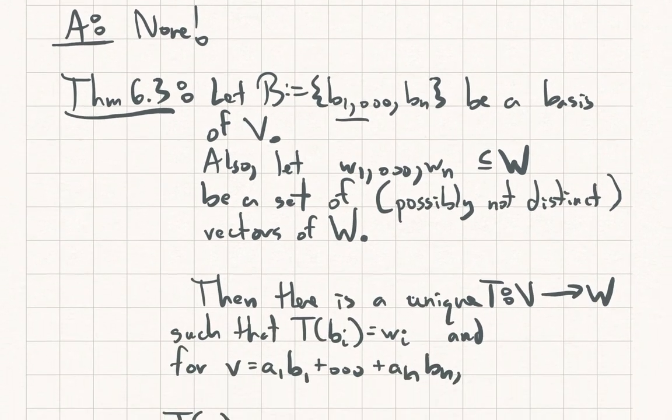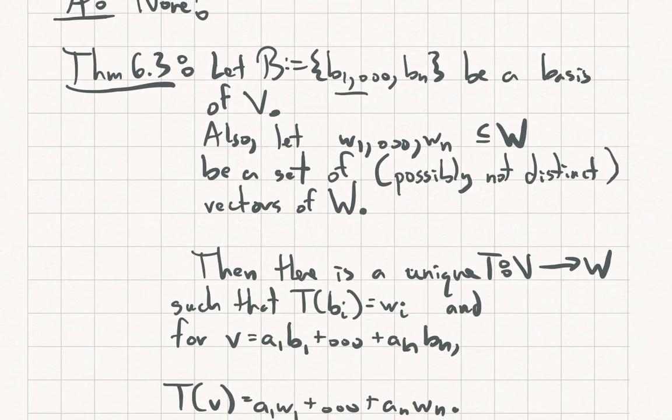So let's look at this little theorem, Theorem 6.3, that basically says that. Let's say we indeed do have a basis of V, we'll call it B1 to Bn, and let's say that we have n other vectors, this time in W. I should say that this is a set of possibly non-distinct vectors in W. And the way I'm thinking about it is I want these W's to stand in for where each B gets mapped. So I want W1 to be T of B1.